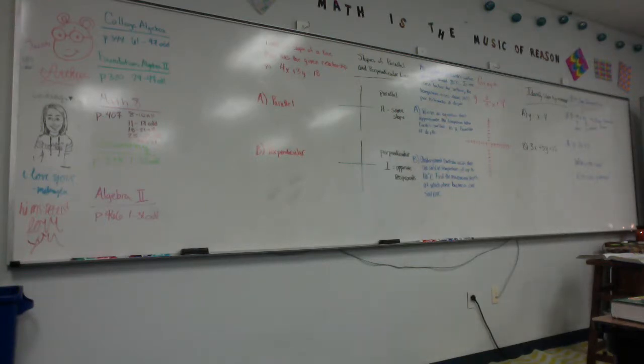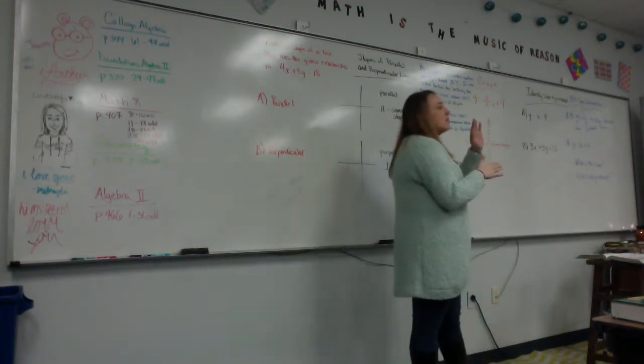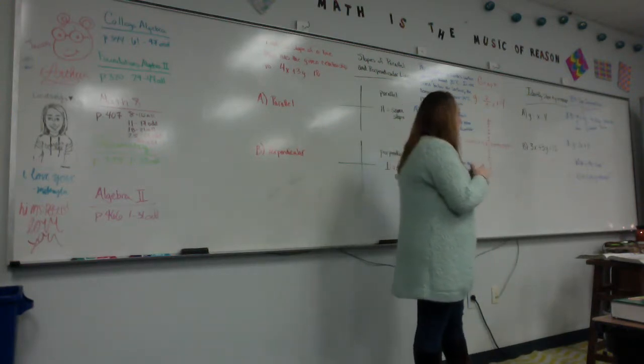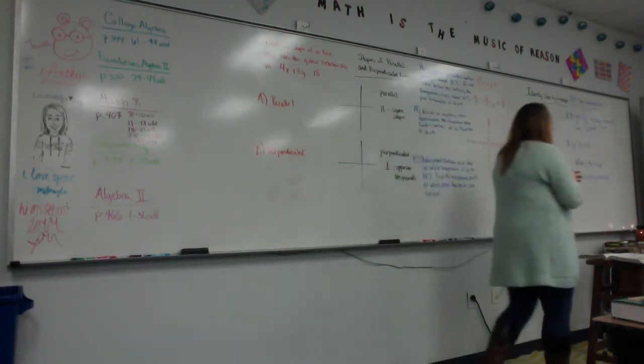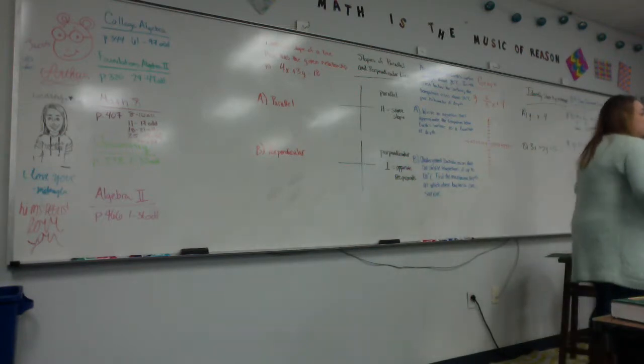What's a slope? It's the change in y over the change in x, rise over run. So my slope is my rise over my run, my change in y over change in x. The intercept means where it crosses the y-axis, okay?